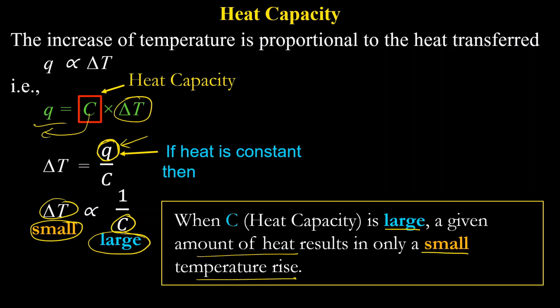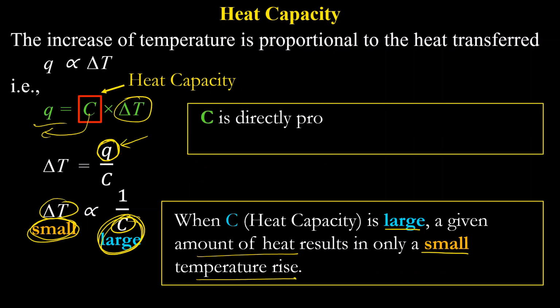So if we have two different materials, for one material we have C large. For that material, the rise in the temperature will be less. Okay, so larger the heat capacity, smaller the change in temperature. C is directly proportional to the amount of substance. This is something I have already told you, that if we have 1 kilogram, there will be some heat capacity. If I have 5 kilograms of the same material, it will be 5 times that heat capacity. So heat capacity depends on the amount of the substance. It is directly proportional to that.